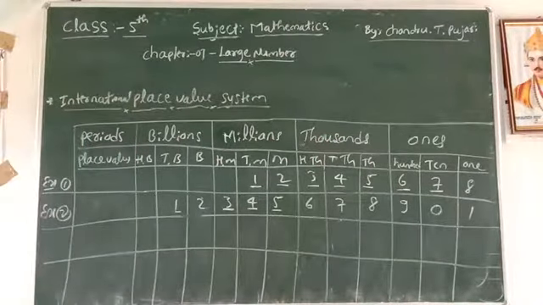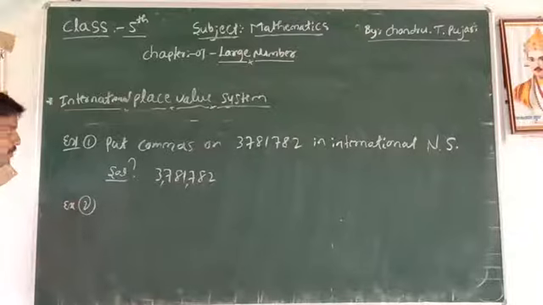Solution: put the comma. 3 7 8 1 7 8 2. Starting from the unit period, one period has 3 places: 1, 2, 3, then comma. The next again 3, then comma. Therefore, this is 3,781,782.